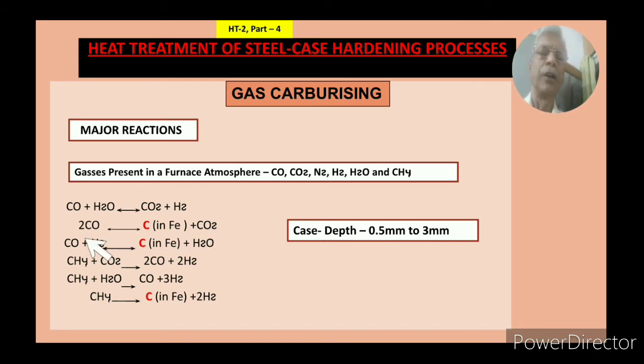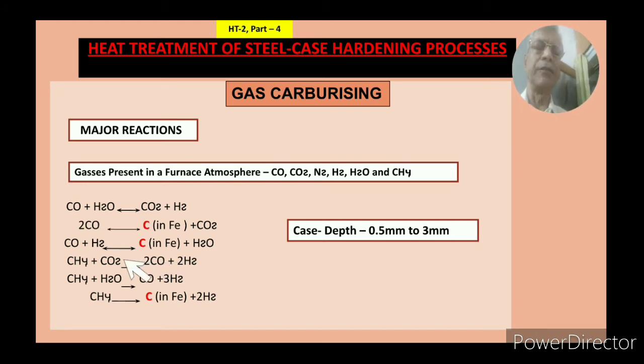Similarly, this CO, when it reacts with hydrogen, gives carbon at the surface and then H2O. So this water vapor or moisture content is there. Similarly, the third reaction, CH4 methane with CO2, gives 2CO and 2H2. And this 2CO again goes back to the earlier stage and gives again, so this cycle continues. Again, CH4 reacts with water to give CO and 3H2. And lastly, CH4 itself breaks into carbon, which goes into the iron at the surface, and 2H2. So hydrogen is there.